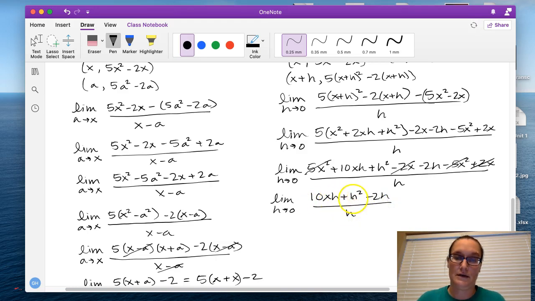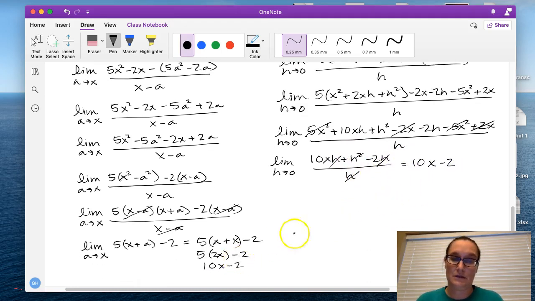And then notice that every term has an h in it, so we could factor out an h and cancel. I'm just going to go ahead and cancel them here. And then we're going to plug in 0 for h. There's only one h left right here, so that's going to be 0. The rest of it is 10x minus 2. So we get the exact same thing.